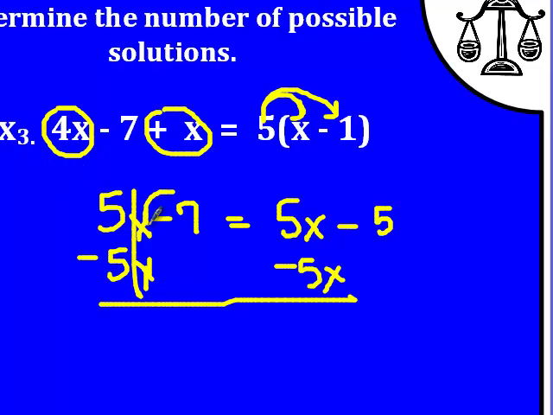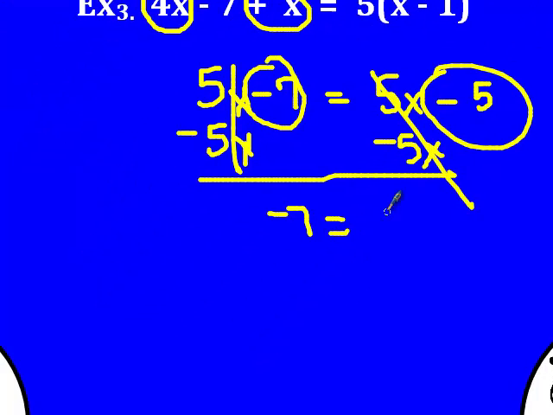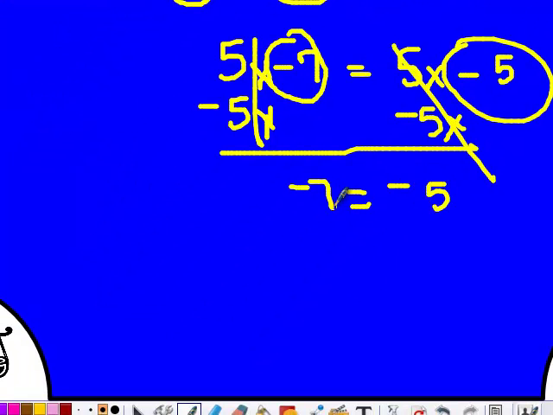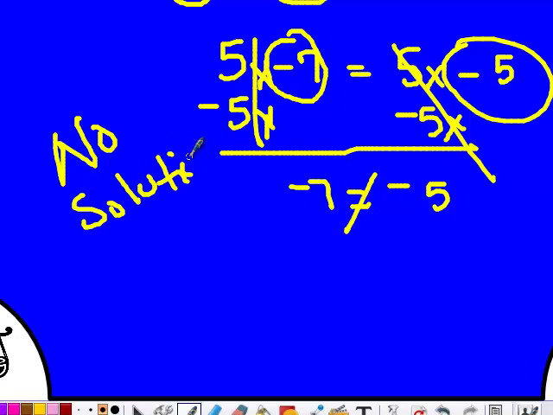We're left with a -7 equals a -5. This is a false statement. -7 does not equal -5. Therefore, there is no solution to this equation. There is no value we can put into x that would ever make the left side equal the right side.